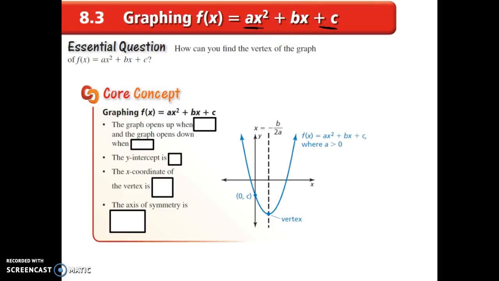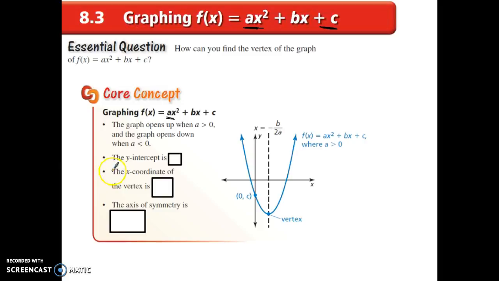The first thing I want to discuss is the opening of the graph. The graph is going to open upwards when, looking at the standard form of a quadratic, the a, or that leading coefficient that I've mentioned previously, is a positive number. When your a is positive, your parabola will be facing upwards. If that a value is negative, your graph is going to open downwards. So when a is less than 0, your graph is going to open downwards.